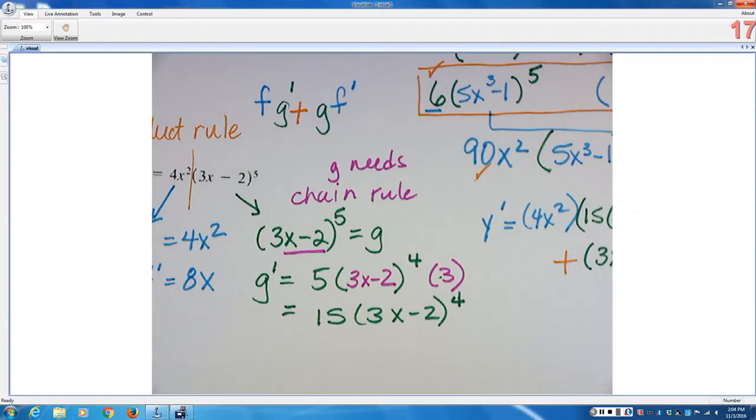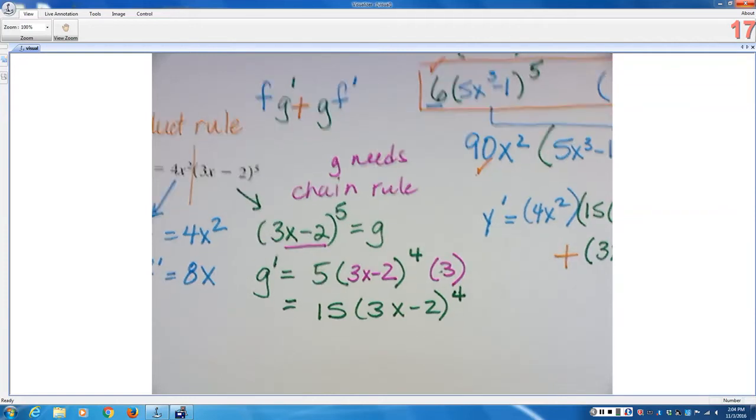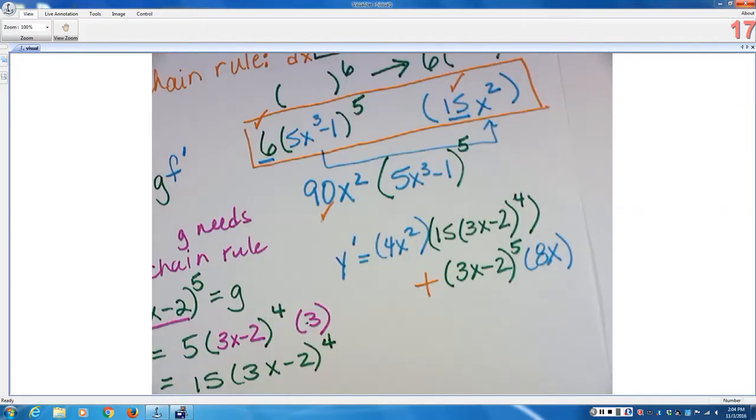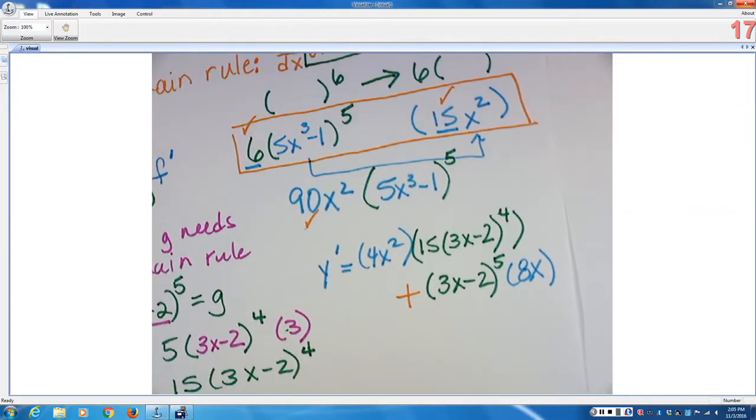Sure. Yeah, this way. That's why I was making the bigger ones, because it's easier to slide them back and forth. There you go.